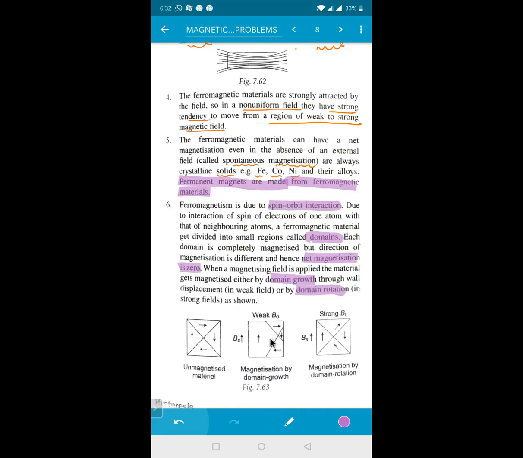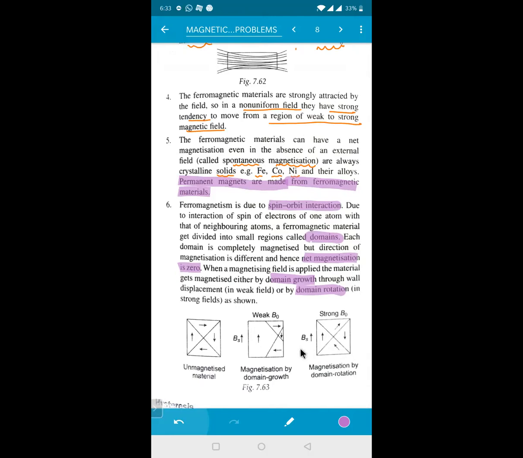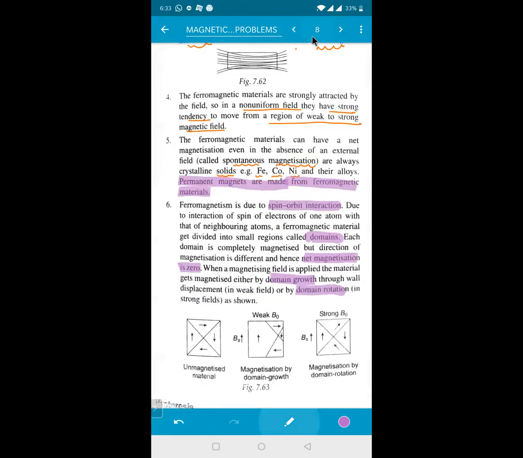Magnetization by domain growth means that if the region is increasing, then the maximum number will be in one single region, isn't it? And on keeping a strong magnetic field, magnetization by domain rotation means each region will be the same, but they will be rotating continuously. Clear? So that was about your ferromagnetic materials. Is that clear?